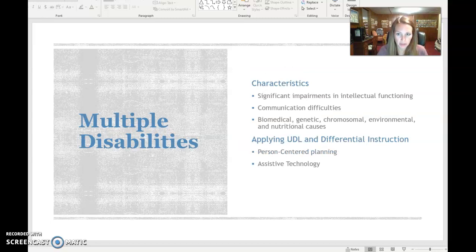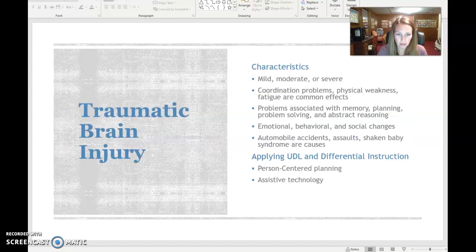Okay, multiple disabilities. The characteristics of multiple disabilities are significant impairment in intellectual functioning and communication difficulties. The causes are biomedical, genetic, chromosomal, or environmental. It can be any of those. Applying UDL and differential instruction for a student with multiple disabilities: person-centered planning, which identifies goals, values, and visions with the student and the parents. Some may need assistive technology. Many students with multiple disabilities will need communication devices.